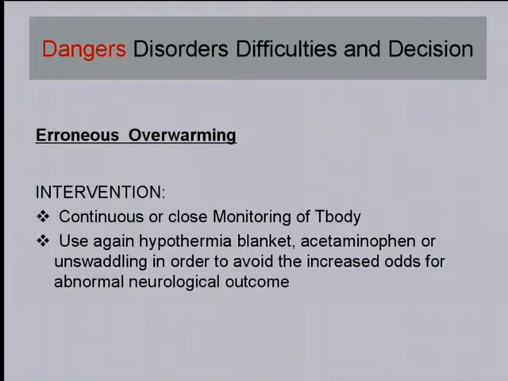The dangers, which may not be immediately obvious, are that you erroneously overwarm the baby. I will show you, or have shown before, that any increase in temperature is very bad for the brain. So you would continuously and closely monitor the body temperature. You use the hypothermia blanket or acetaminophen or swaddling or anything to bring down the temperature in case the baby appears to have a high body temperature or fever, to avoid the risk of abnormal outcome.